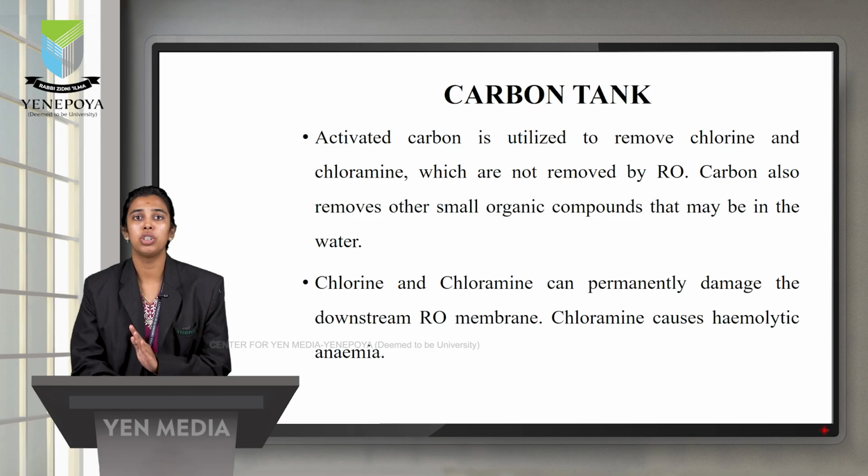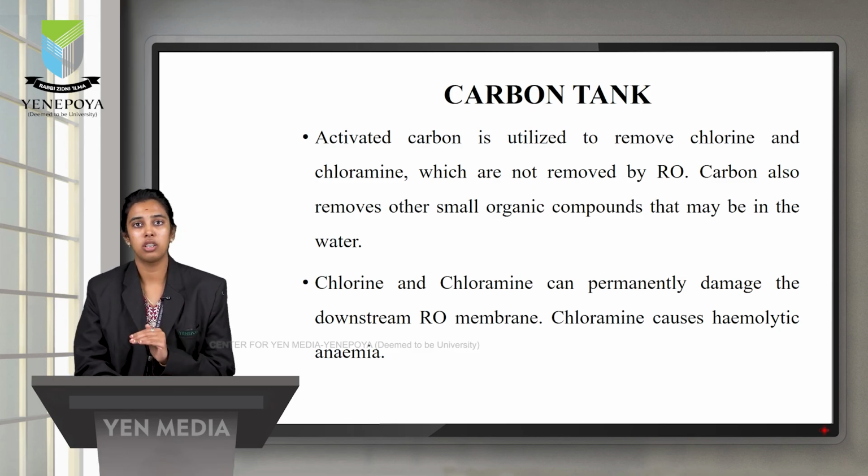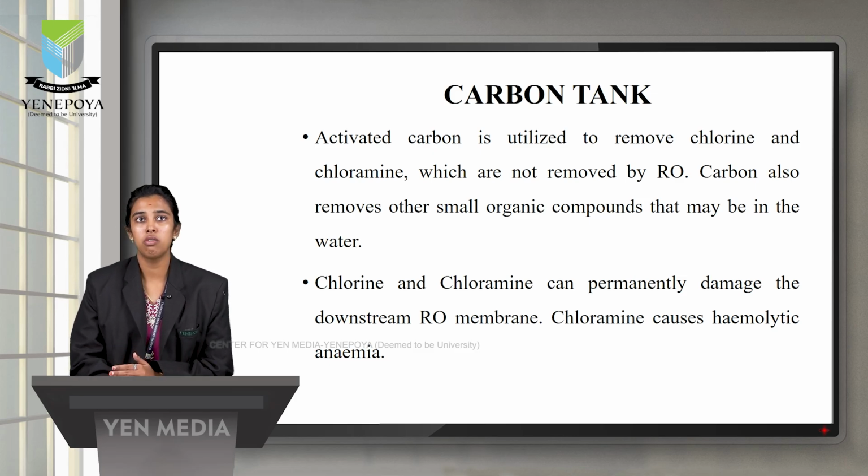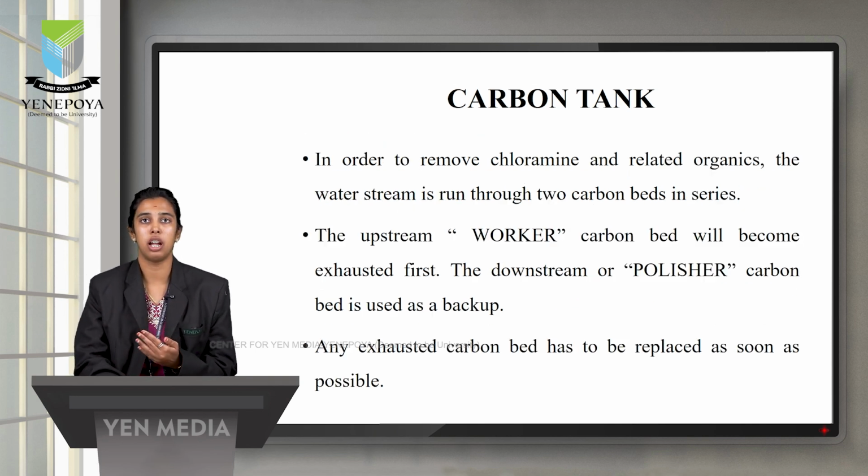Next we are moving on to the carbon tank. The carbon tank has activated carbon in it. It is used to effectively remove chlorine and chloramine, which cannot be removed by the RO system or RO membrane. The carbon also removes small organic compounds present in the water. Chlorine and chloramine can permanently damage the downstream RO membrane, and chloramine will cause hemolytic anemia. So that is why we are using the carbon tank.